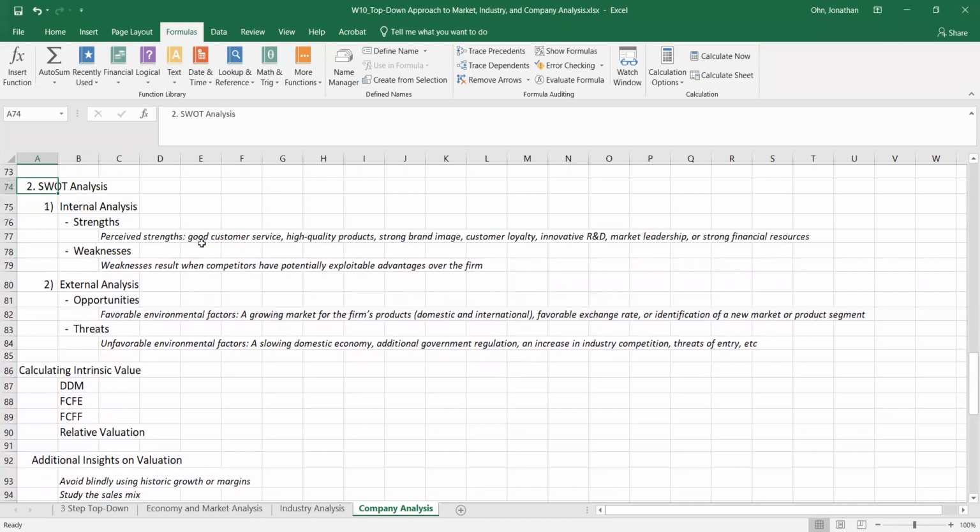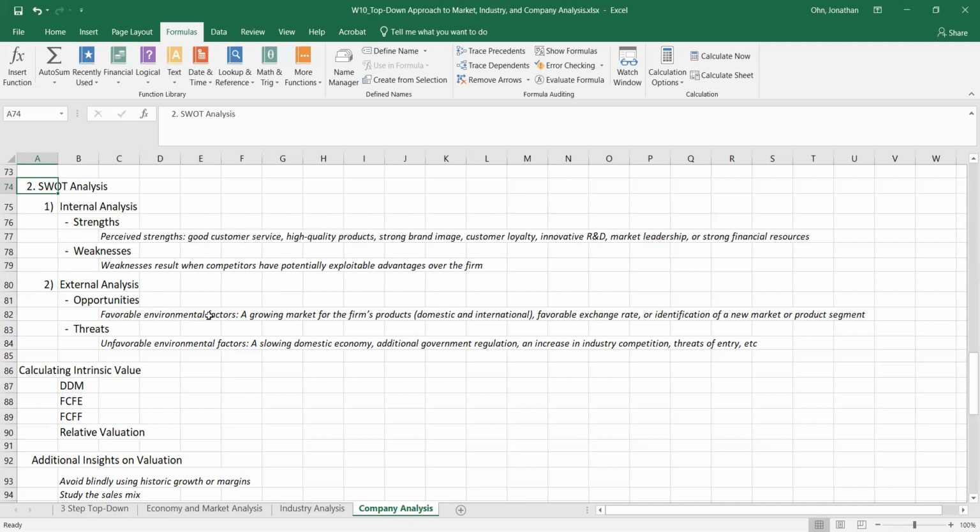Perceived strengths are good customer service, high quality products, strong brand image, customer loyalty, innovative R&D, market leadership, and strong financials. So these are all strength factors, right? You have to identify those to get the right idea or valuation of the company. Weaknesses result from competitors having potentially exploitable advantages over the firm. So any possible weaknesses, you have to show here in the SWOT analysis. That is called internal analysis, and external analysis includes opportunities and threats.